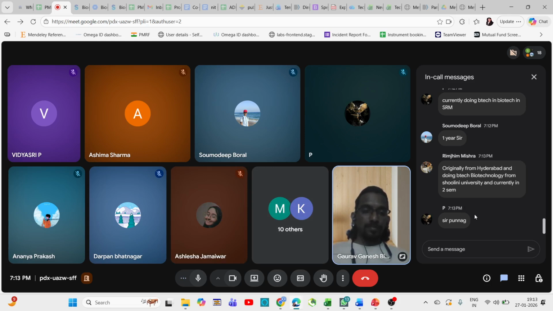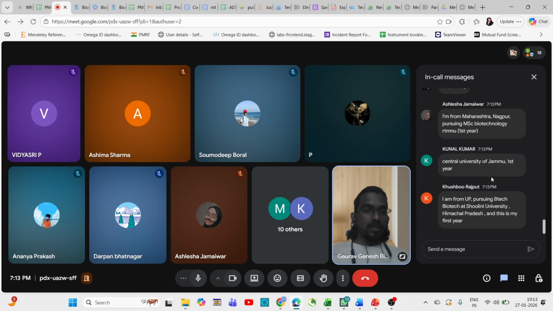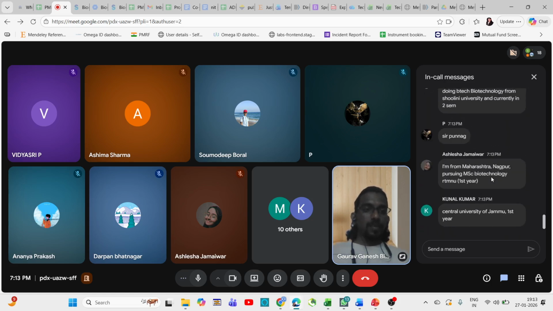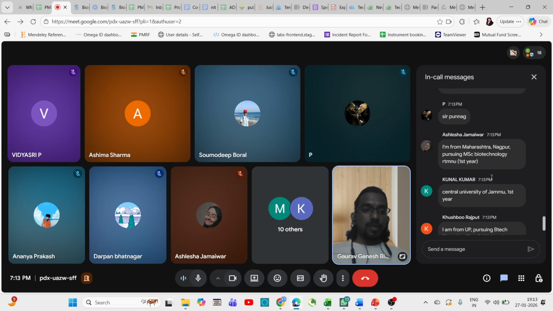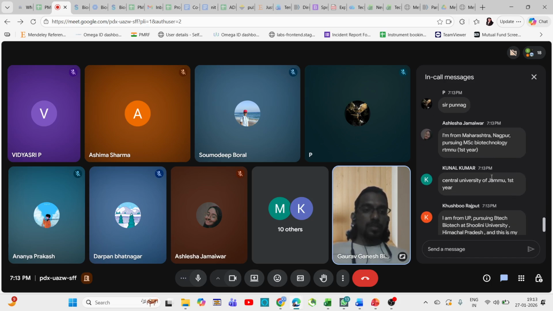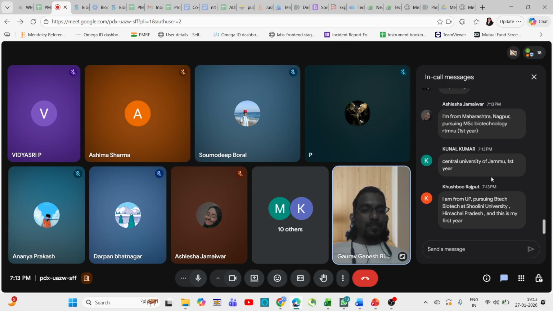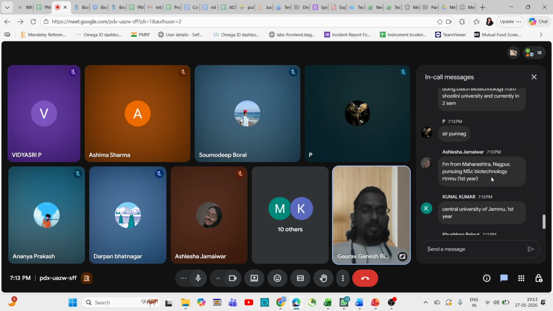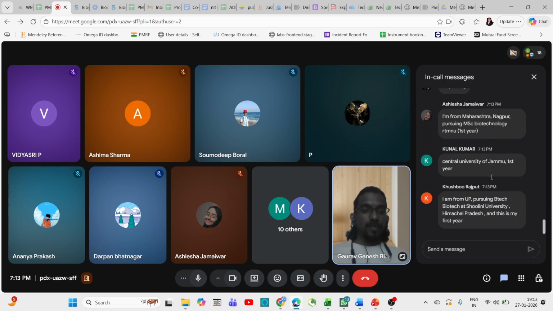Pranav. Nice name. Ashlesha is from Maharashtra, Nagpur, pursuing MSc Biotech in RTMNU. Okay. Central University of Jammu, first year. Pushpi is from UP, pursuing BTech at Sudhani University, Himachal Pradesh. Nice.